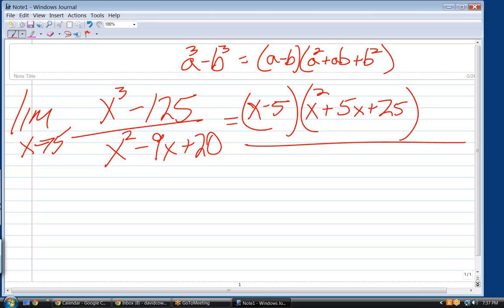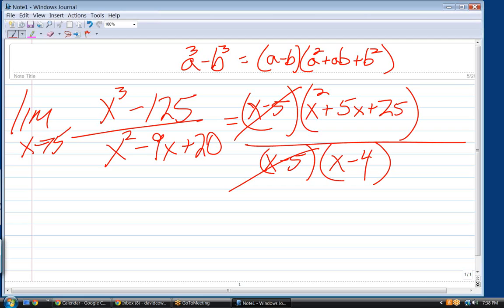Now factor the bottom. What is almost certainly one of the factors of the bottom? x minus 5. We almost know that without even looking at it. What's the other factor? x minus 4. Now we can cancel that one with that one. And now when we resubstitute x going to 5, the bottom goes to 1. So we no longer have a 0 over 0 problem.